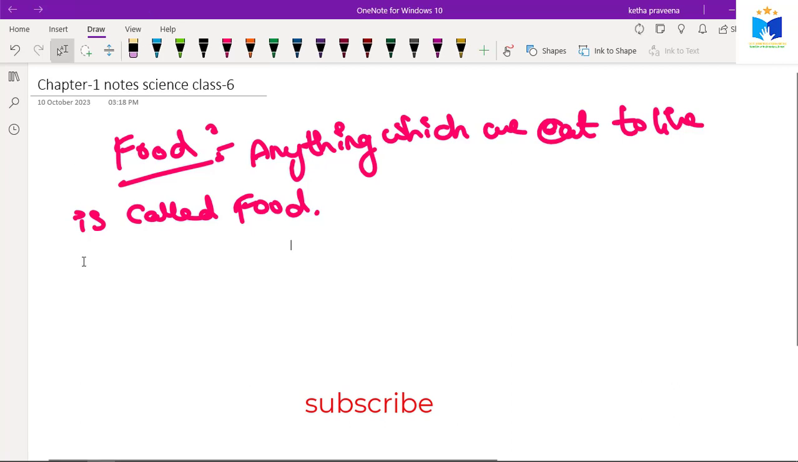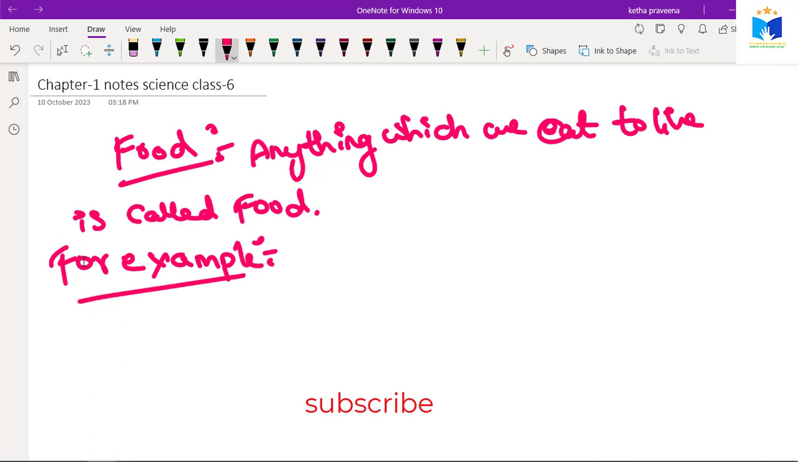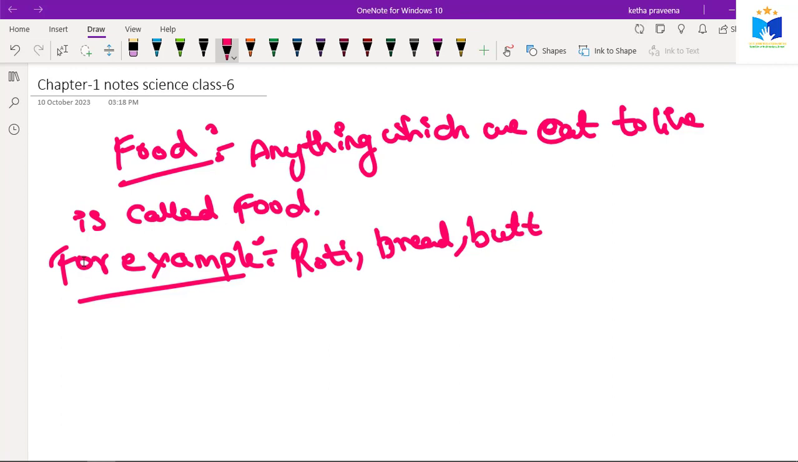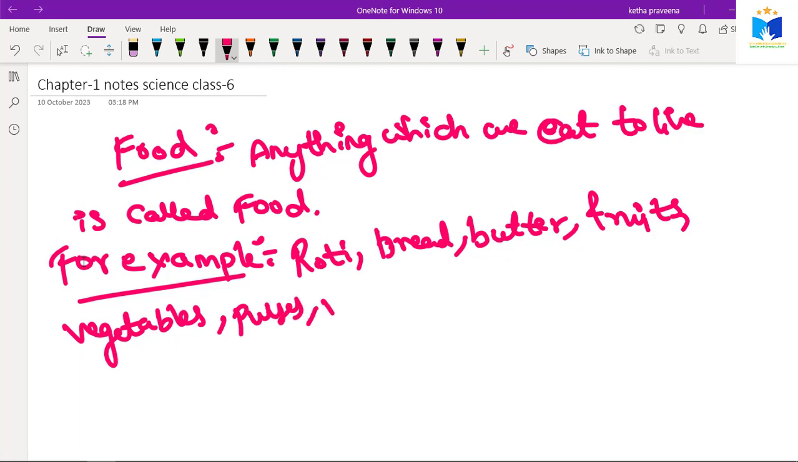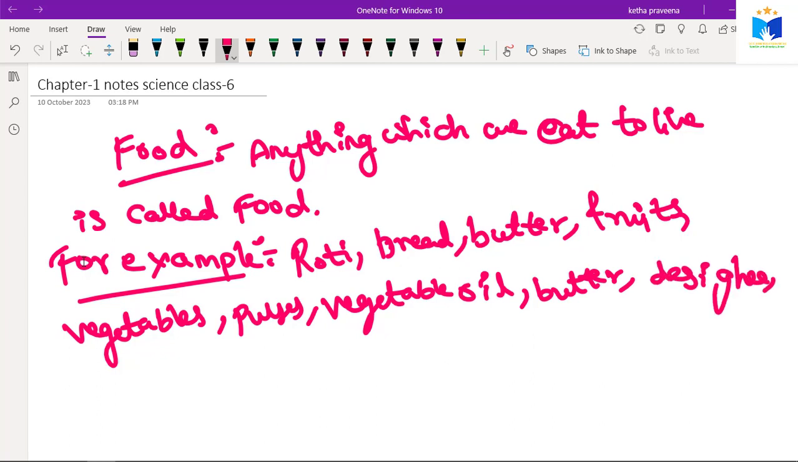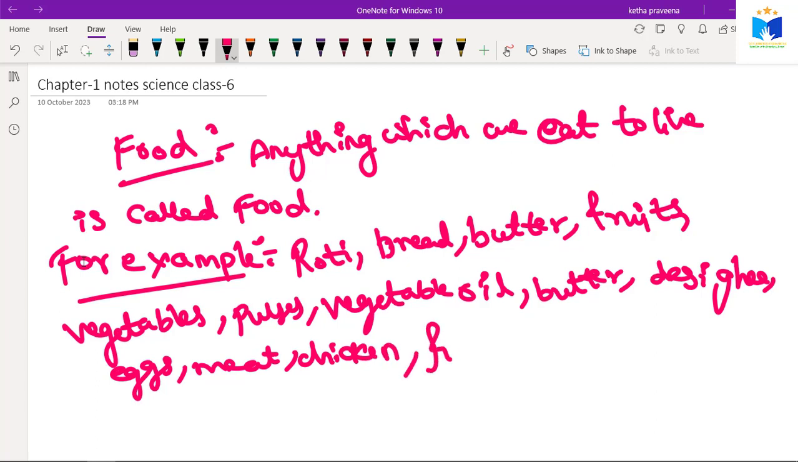Next, examples of food. For example, food examples are roti, bread, butter, fruits, vegetables, pulses, vegetable oil, butter, desi ghee, eggs, meat, chicken, fish, etc. All these items are food.